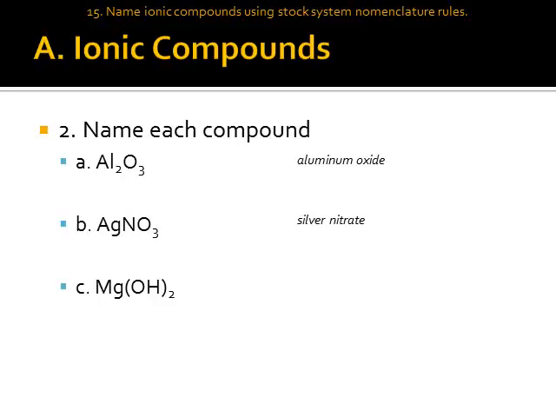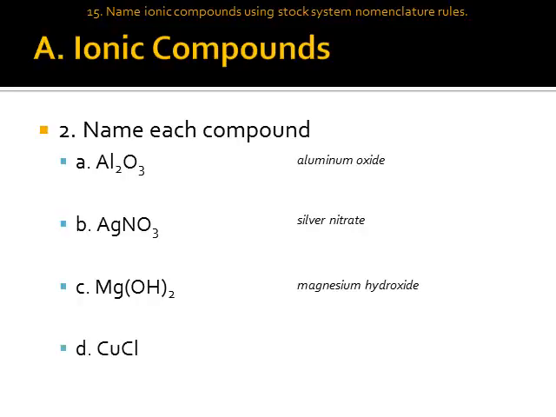Next, we have Mg(OH)2. Again, look at your ions. Our cation is magnesium. Ask yourself, do we need to indicate the charge on the magnesium ion? The answer to that is no, because magnesium is in group 2, so it's always 2+. And then OH is a polyatomic ion. Look at your polyatomic ion chart. Look up that name, and you'll see that it is the hydroxide ion. And so the name for this compound would be magnesium hydroxide.